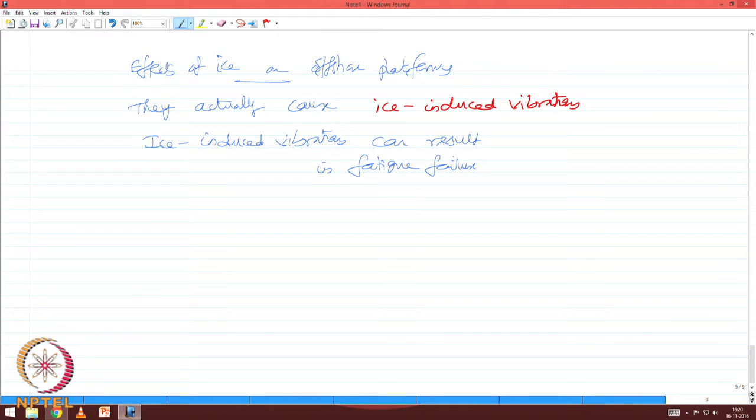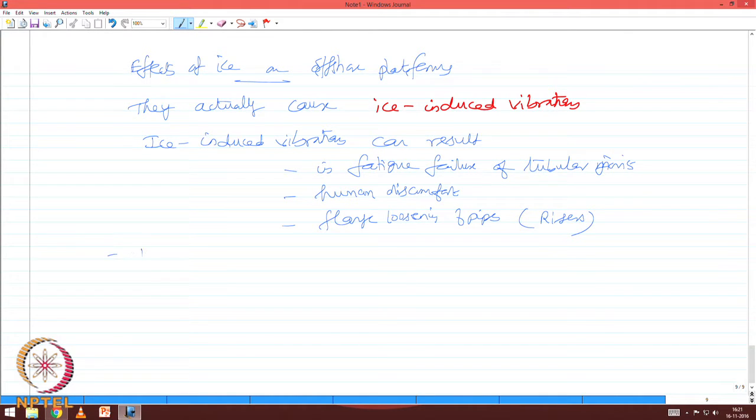fatigue failure of tubular joints. It can cause human discomfort, and it can also cause flange loosening of pipes, especially in the case of risers. The question comes, how do you actually measure ice induced vibration? The answer is, you can measure this by monitoring the acceleration of the deck.